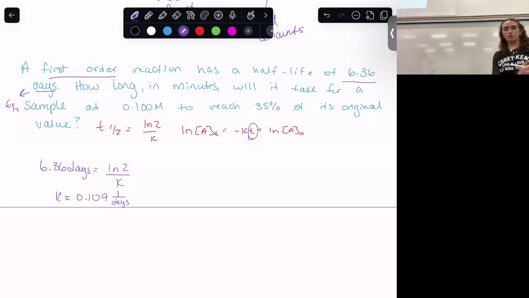Okay, we now know K. We can use K in our integrated rate law now. We're given an original value of 0.1 molar, and then we want to reach 35% of its original value. So what is the A at time t going to be? 0.035, so we'll take ln of 0.035, because that's 35% remaining. We'll plug in negative K, which is negative 0.109 1/days.